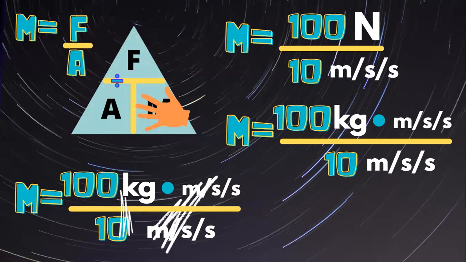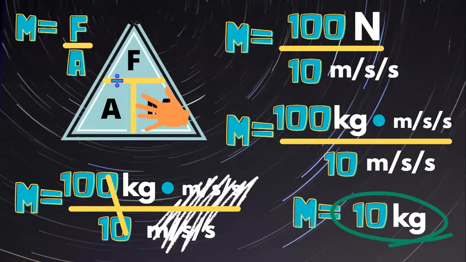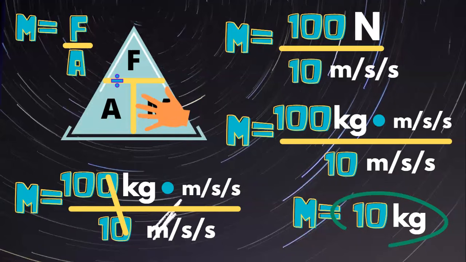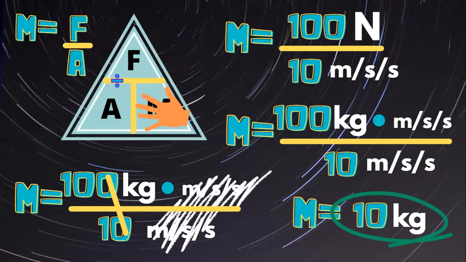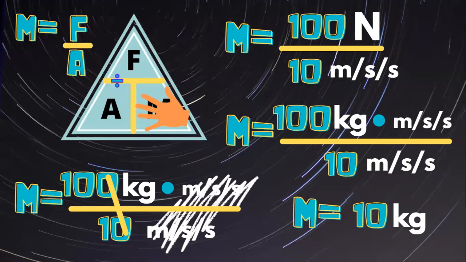So now what we have is 10 kilograms divided by 1. Well, what's 10 divided by 1? It's 10. So we have 10 kilograms left. So the mass equals 10 kilograms. And again, we have the right unit, so we're pretty much sure we're on the right track. So well done there.